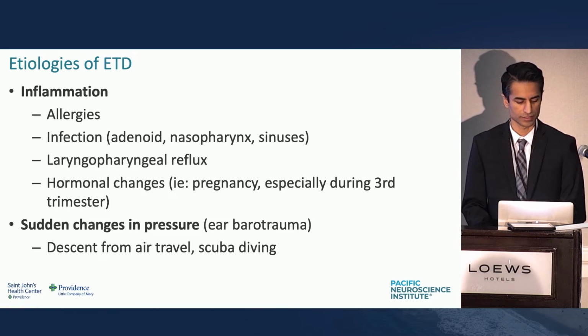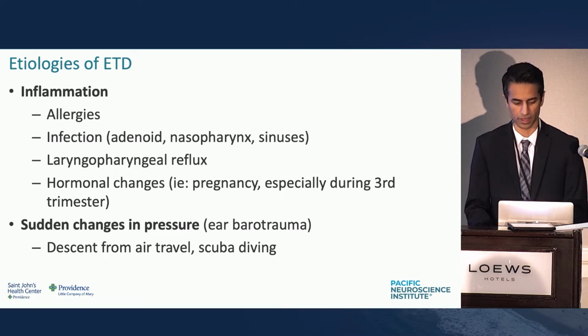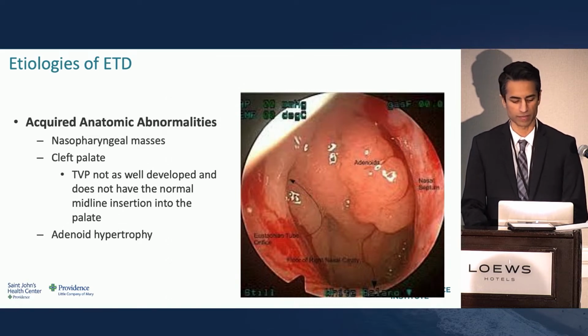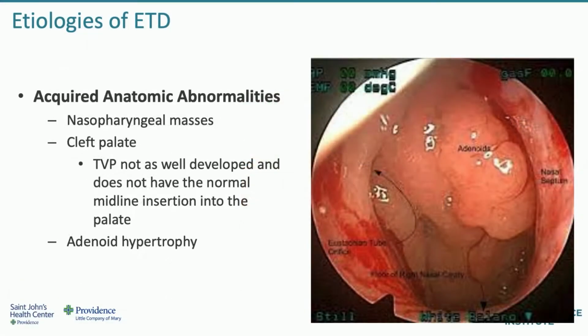Other etiologies are sudden changes in pressure, which we call ear barotrauma, such as quick descent from air travel or scuba diving. Those things can cause eustachian tube dysfunction, especially if the patient already has some pre-existing allergies or they're flying with a sinus infection. Then there's also acquired anatomic abnormalities. These are a little bit less common, but you can get nasopharyngeal masses like nasopharyngeal carcinomas, which are rare in the population we treat.